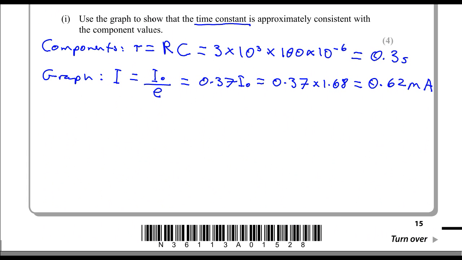So from the graph we have the time constant as 0.25 seconds. Therefore we can conclude that the two values, the one we get from the components, which is 0.3 seconds, and the value we get from the graph, which to one significant figure we can also write as 0.3 seconds, these values are consistent.